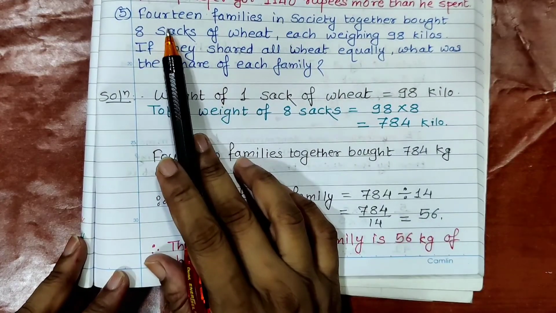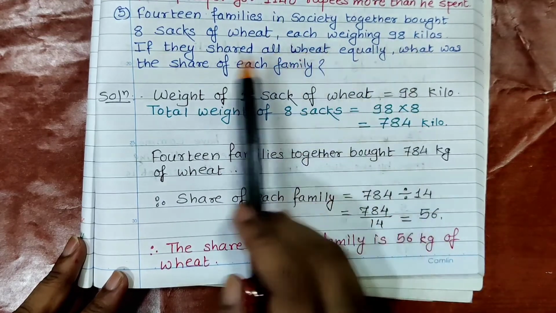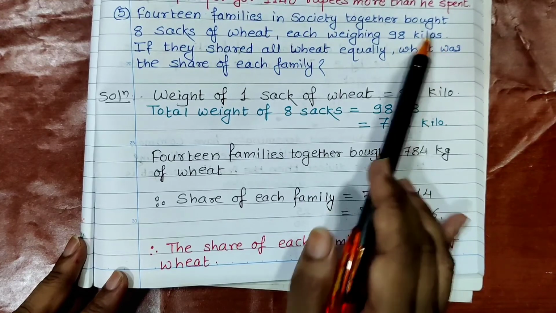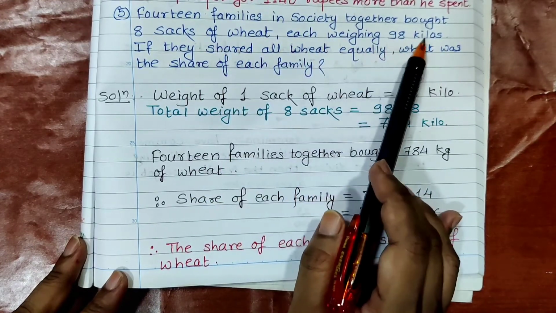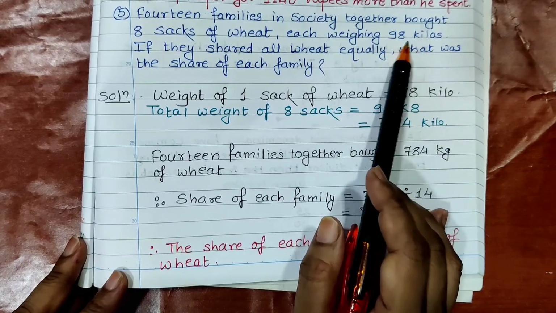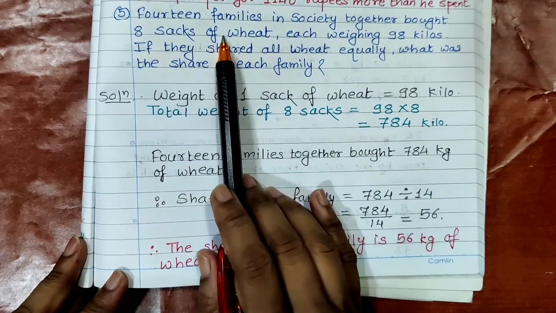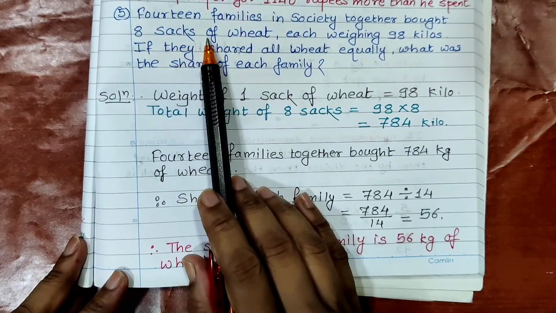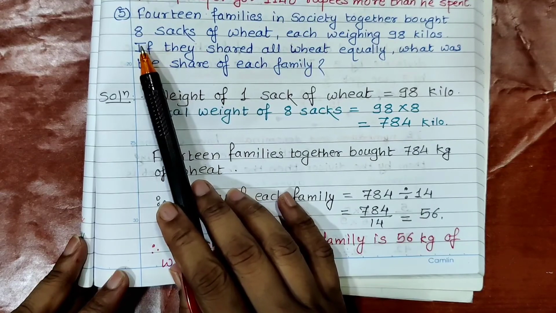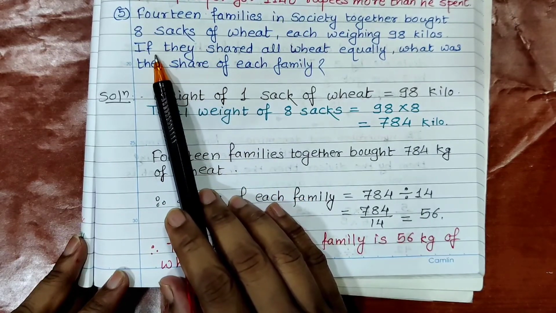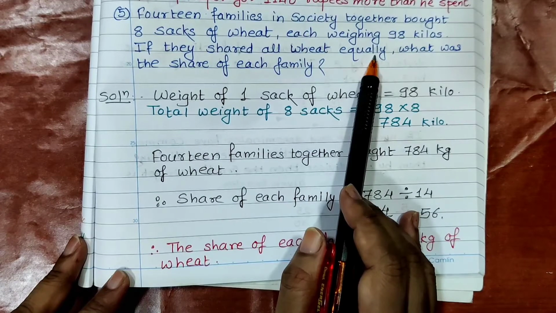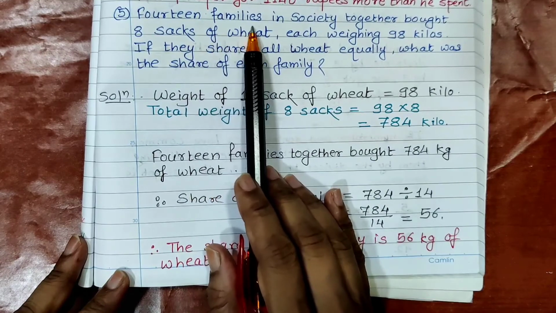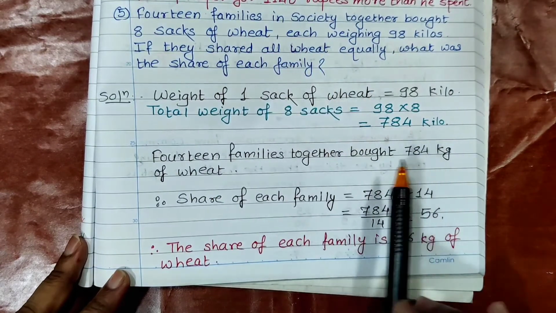So this is our next sum. 14 families in a society together bought 8 sacks of wheat, each weighing 98 kilos. Each weighing 98 kilos means the weight of one sack is 98 kilos, and they together bought 8 sacks of wheat. So first we will be finding out the weight of 8 sacks. After that, if they shared all the wheat equally, this wheat of 8 sacks is equally shared by 14 families. What was the share of each family? We will have to find out.